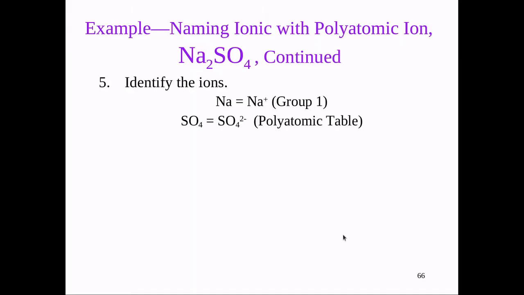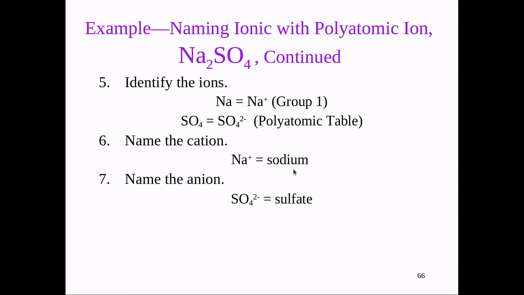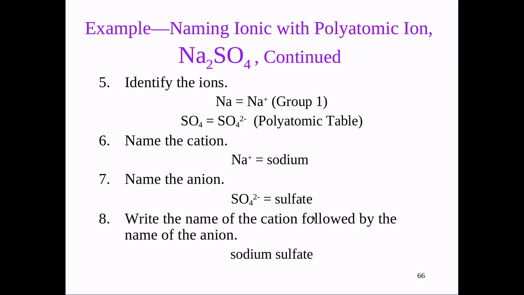Now we can identify the ions. We know that the sodium is going to be Na+, again, because it's in group 1. We know that the SO4 is going to be SO4 2- because we looked it up in our polyatomic table. We're going to name the cation. We just call it sodium. Then we're going to name the anion, and we know from our table that SO4 is called sulfate. And then we put them together, and we can write our name of sodium sulfate.